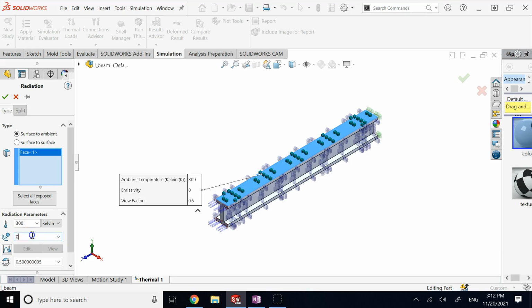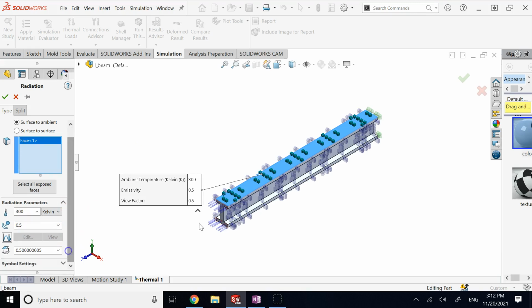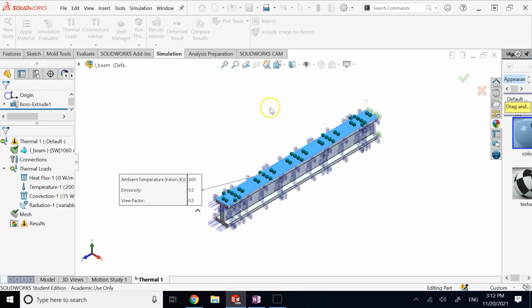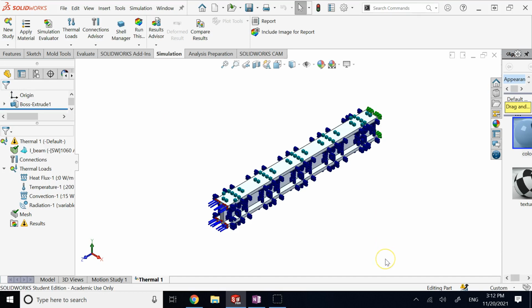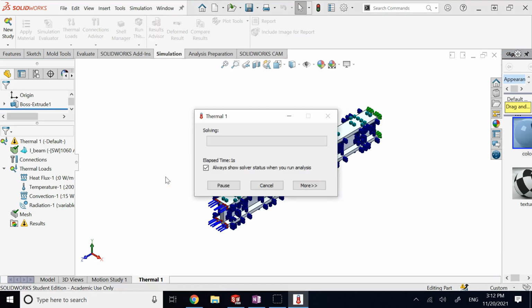Do you want it 0? Do you want it 1? Do you want it somewhere in between? Let's say I would put somewhere in between, 0.5, right? So now this top surface also does radiation to the environment, correct? And now if I run it again, you definitely will see some different numbers, some different shape and everything. So let's take a look at the results.